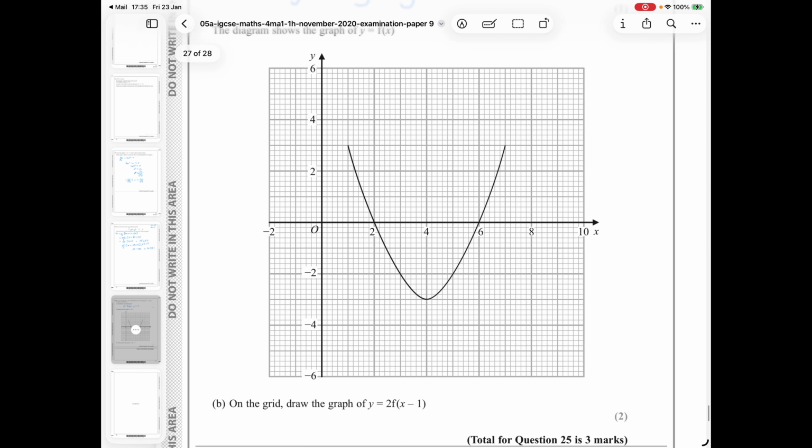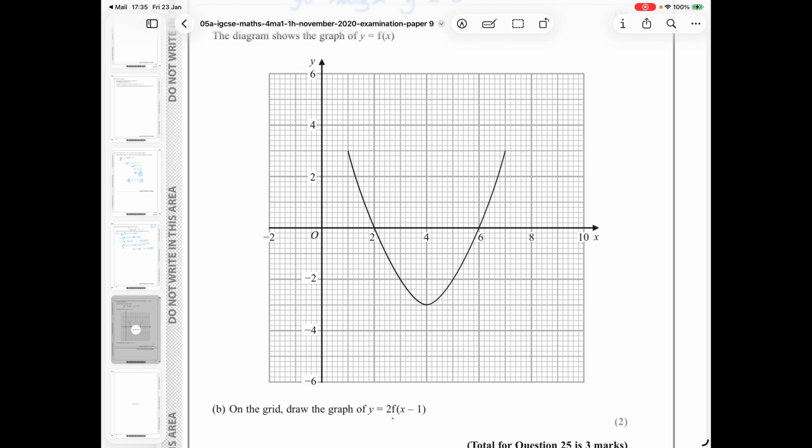The diagram shows y equals f(x). On the grid, draw the graph of 2f(x minus 1). So in this case, x minus 1 means we move the graph that way 1. This way 1, this way. Ooh, I'm not sure I can do that, somewhere around there. That way 1, etc. So that's what we're doing basically. We're going that way. And then we've got to extend it by 2.